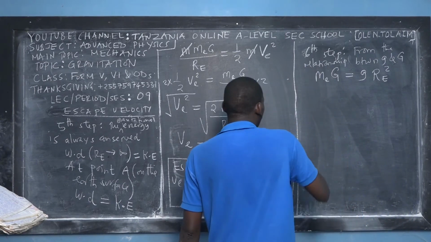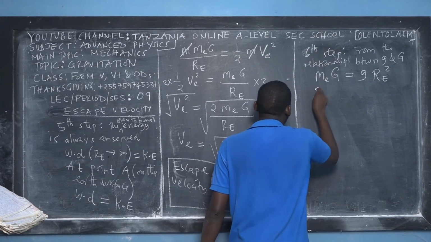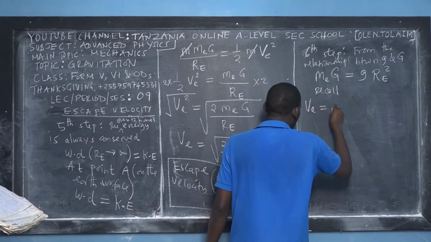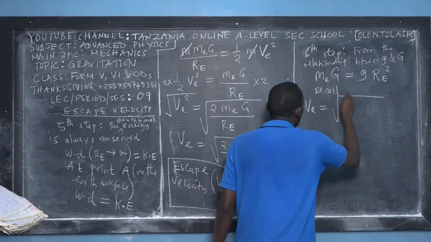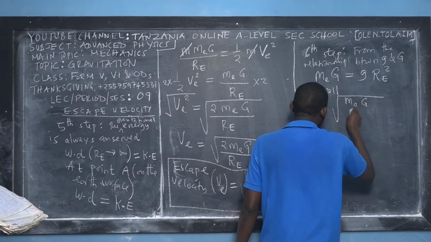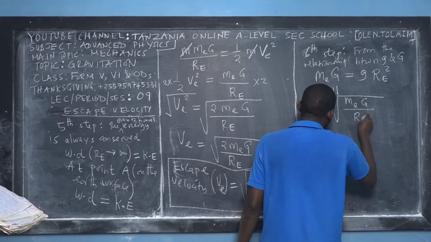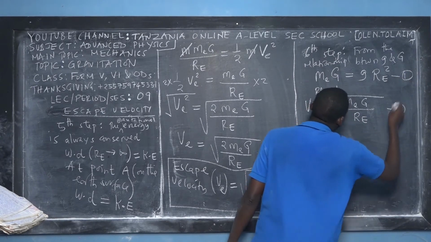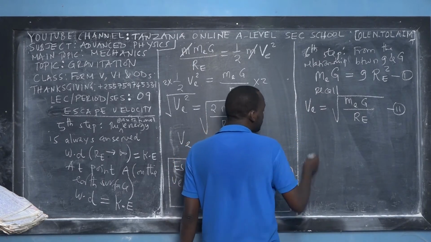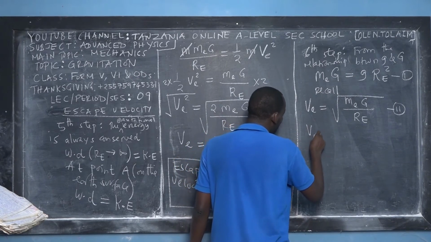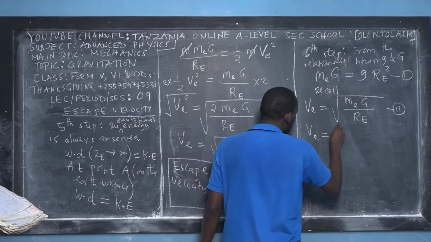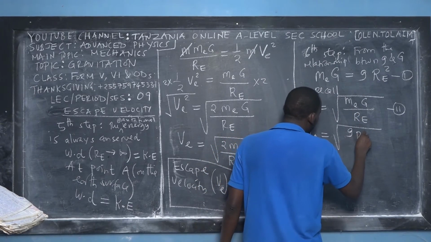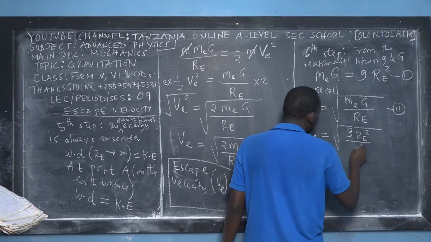So if you recall the previous formula of escape velocity that we derived, it involves the product of the mass of the Earth times the gravitational constant over the radius of the Earth. Suppose this is equation 1 and this is equation 2. Substitute equation 1 into equation 2. We find that the general form of escape velocity will be the square root of twice the acceleration due to gravity times the radius of the Earth.